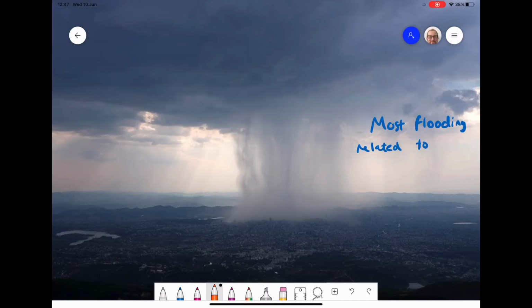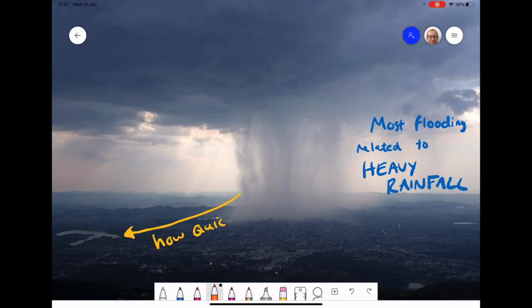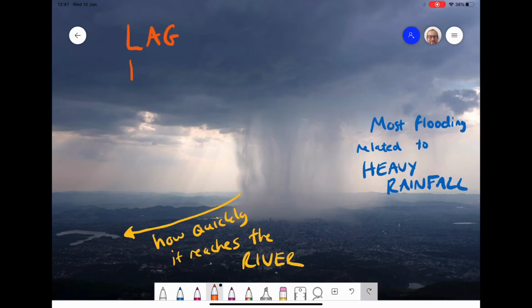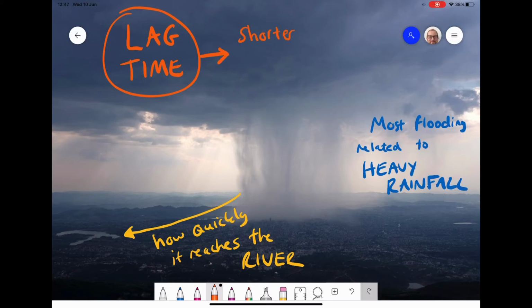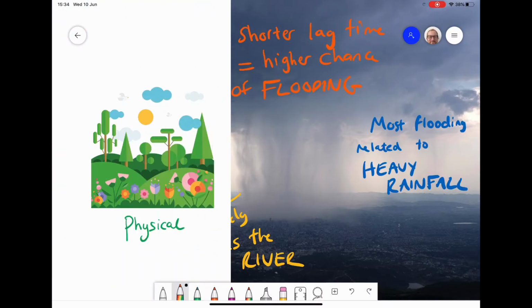So the most important thing to think of in terms of flooding is that most flooding is related to spells of heavy rainfall. But the critical factor really is how quickly that rainfall gets onto the land and reaches the river. And this is where we talk about lag time. If that time from where we're raining really heavily to getting to the river is really short, that means it's moving quickly to the river. That means we've got a higher chance of flooding occurring.